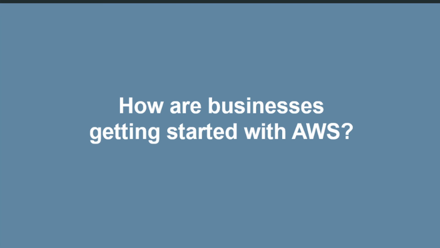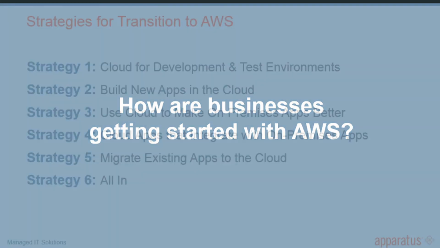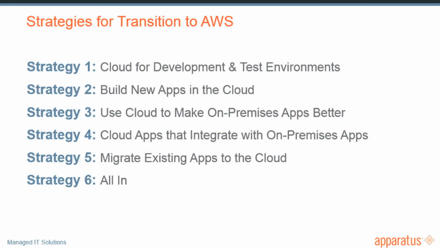So how are businesses getting started with AWS? We've covered most of this already, but to reiterate, one of the first strategies is to use AWS for development and test environments. It's out there, you can use it, it's easy to automate, and quick to create a test or development environment to get you going.